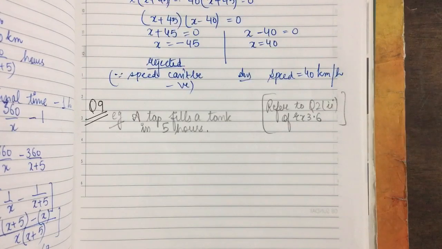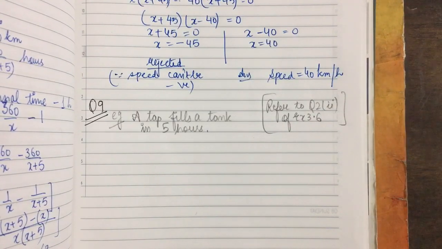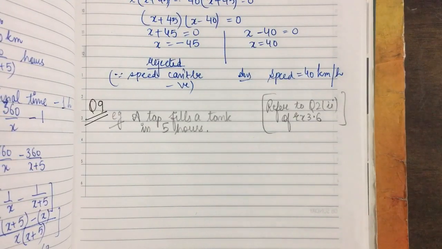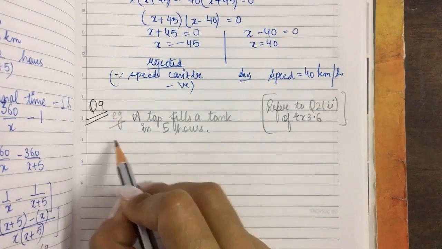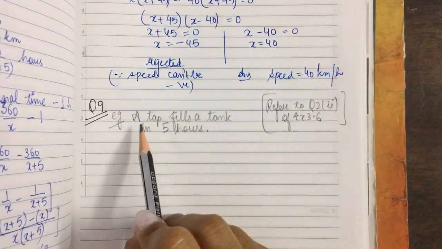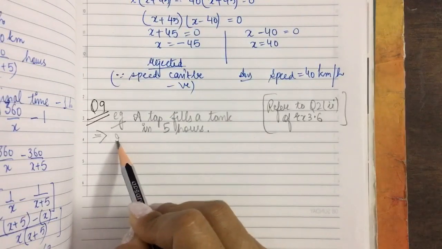Consider the example where a tap takes 5 hours to fill a tank. If the tap takes 5 hours to completely fill the tank, that means in every hour some portion of the tank is filled up. So if we have to find out how much portion of the tank is filled in 1 hour, how do we find that out?